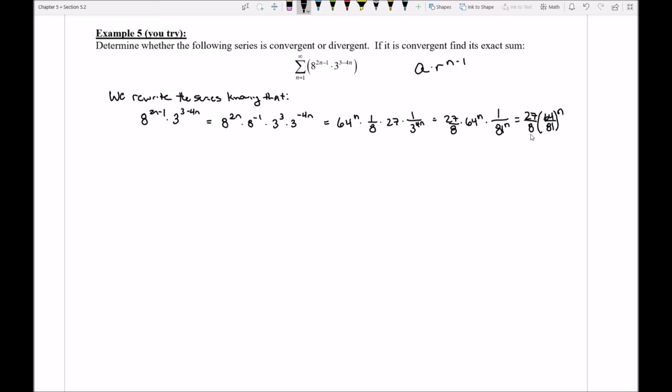We've almost done it here. We've almost gotten it to look like a times r to the n. Oh wait, we want n minus 1. Well, that's actually really simple to do. Remember that you can simply take a 64 over 81 off of the stack of them that you have here, which of course would leave you with one less on the stack. Now, simplifying some stuff over here becomes easy as well. Notice that 64 over 8 is going to give us 8, and 27 over 81 is going to leave us with 3 in the denominator. So we're going to have an 8/3 and then a 64 over 81 to the n minus 1.